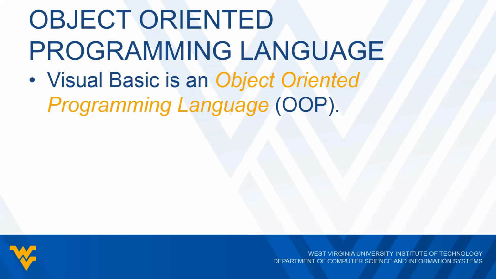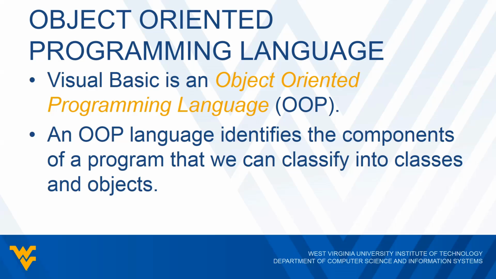And if you remember, an object-oriented language just simply identifies the components of the program that we can classify into classes and objects. In fact, every single entity in our programming language is encapsulated in these different classes and objects.